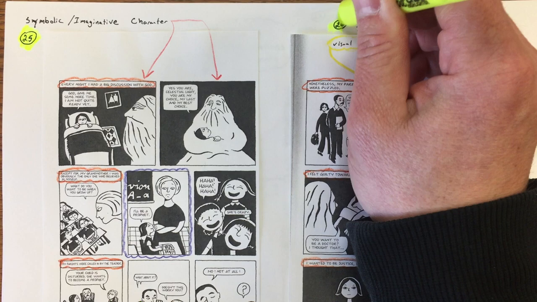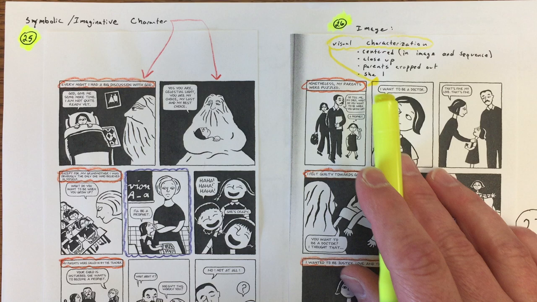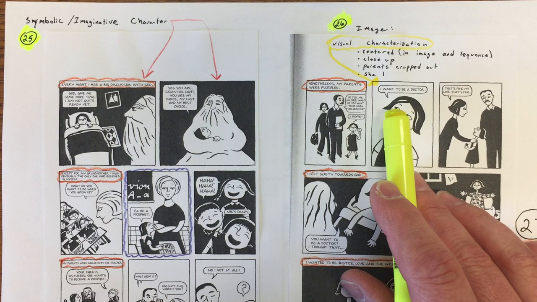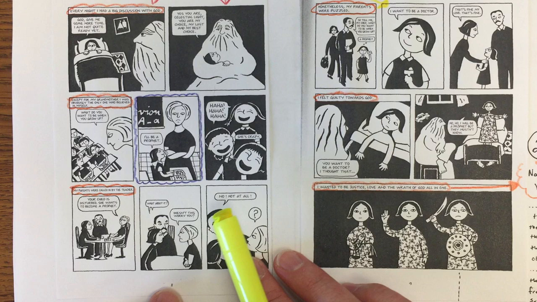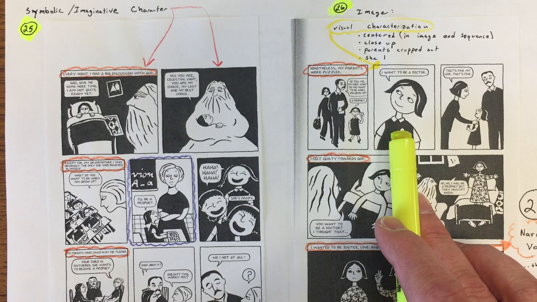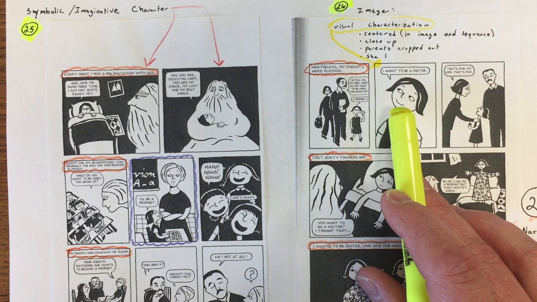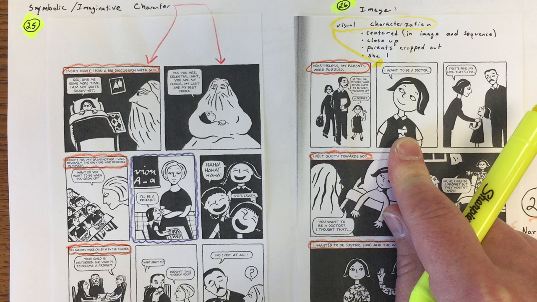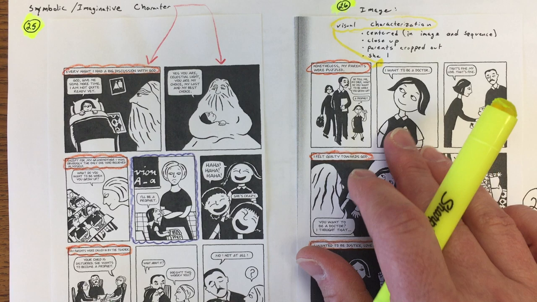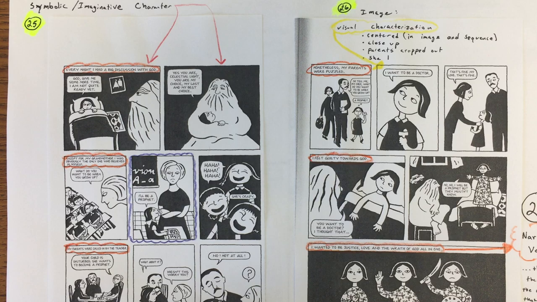We have visual characterization. Here we have a sequence of images, and in this one particularly, she's centered in the sequence of images. You see, these three images right here are her parents. And then in the next sequence, the disapproving teacher has been replaced with Marjane herself. And there she is, centered in the image and in this three-panel sequence of images. It's a close-up. Her parents are cropped out, so it really focuses on her. And I didn't finish the word here, but she lies. So that's powerful characterization. And you can see how the visual aspects of that characterization let us know that this is an important moment. This is an important insight for who Marji, the character, is.